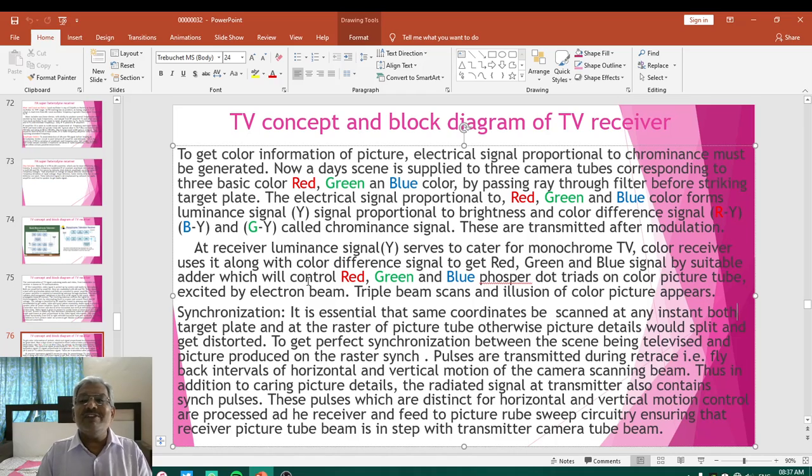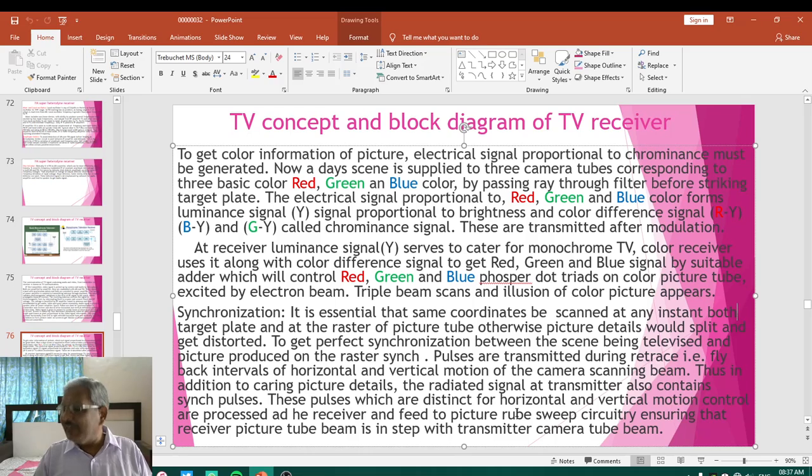And to undergo this particular synchronization in the camera, during the conversion of the optical image of the scene into its corresponding electrical signal, additional synchronizing pulses and blanking pulses are introduced for the purpose of the transmission, which are useful at the receiving end to scan the same coordinates which are being scanned in the camera, so as to give the exact illusion of the same event, same scene on the television screen. And that's why the synchronization is needed.